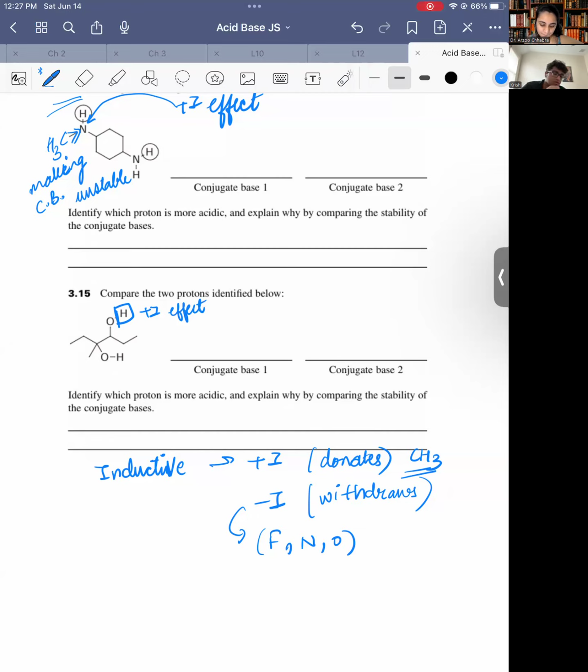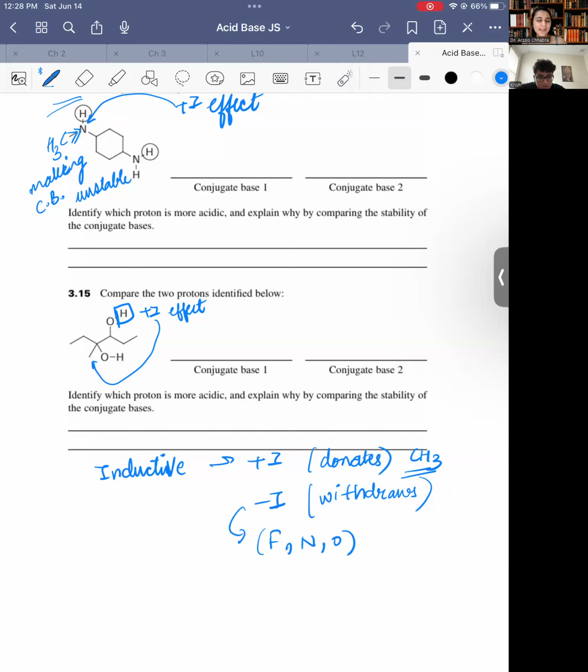Wait, but the textbook never even mentioned that. It doesn't talk about plus or minus I. I think I learned it in my master's. I didn't learn it from this textbook. Clayton probably should mention it. It's one of the most popular organic chemistry textbooks, Clayton.